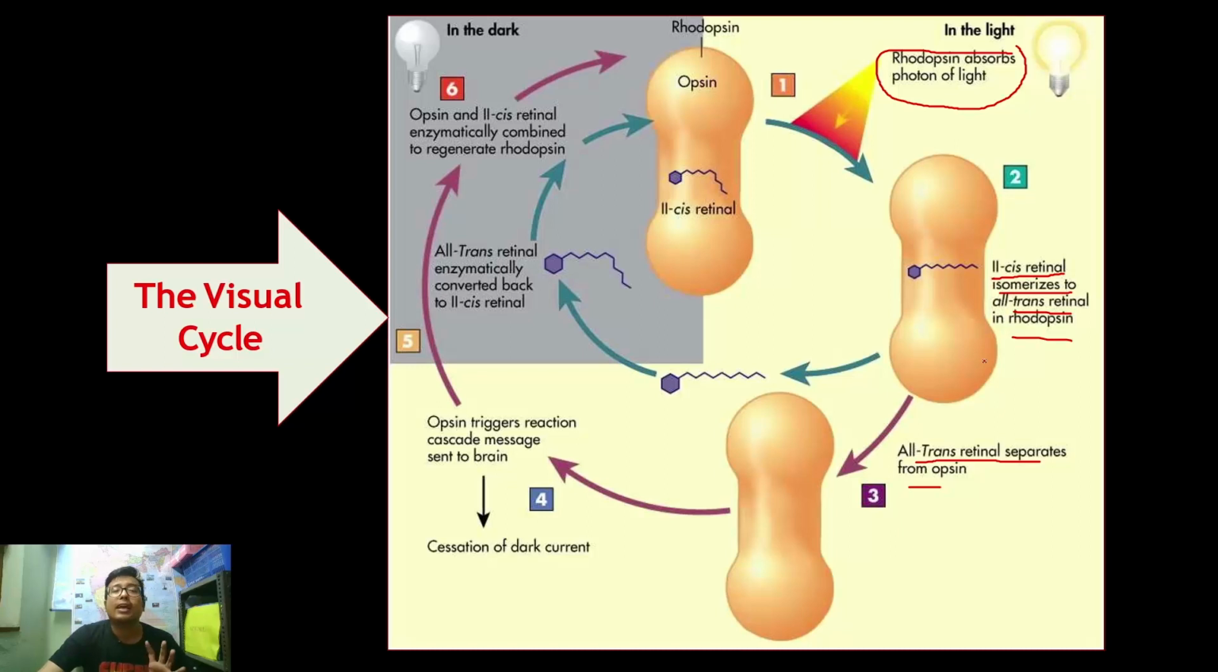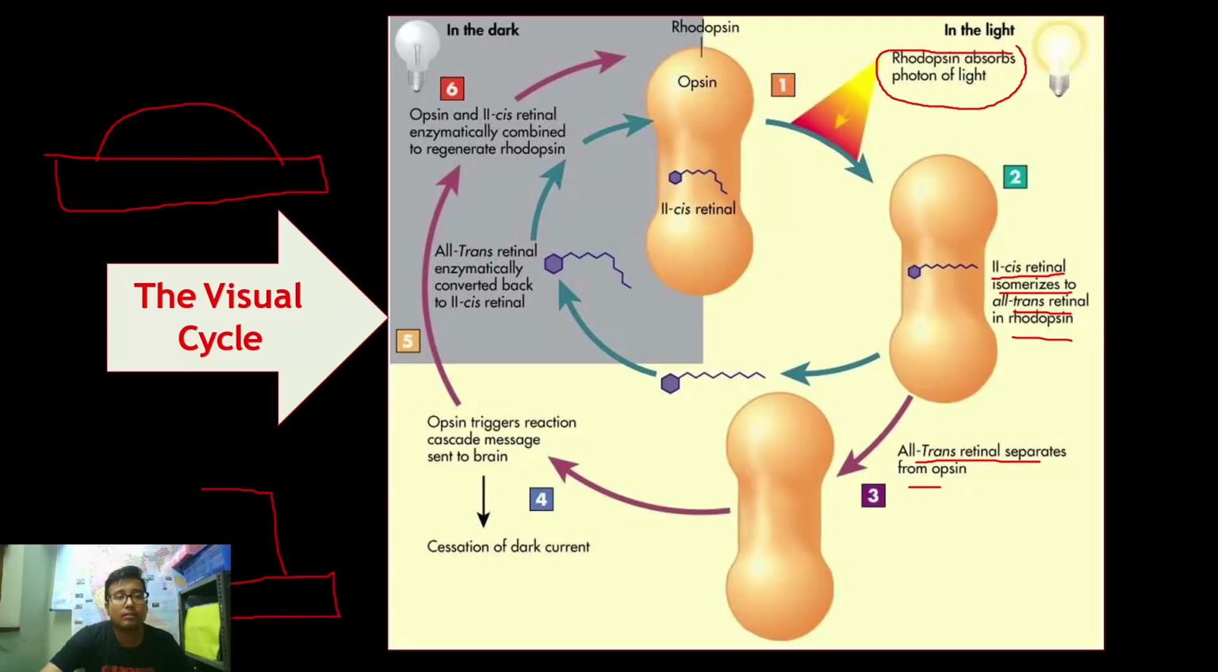In your textbooks you will find that 11-cis is actually a bent retinal and all-trans retinal is an L form. So suppose this is opsin, 11-cis is attached like this and all-trans is attached like this. This is for that student who wants to know something extra. 11-cis is bent and all-trans is like this.